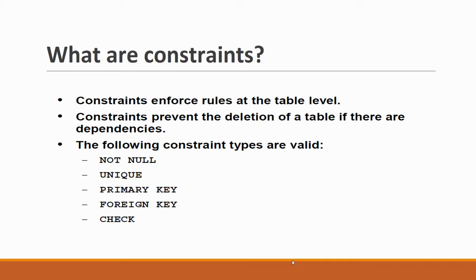You can use constraints to do the following. Enforce rules on the data in a table whenever a row is inserted, updated, or deleted from that table. The constraint must be satisfied for the operation to succeed. You can also use it to prevent the deletion of a table if there are dependencies from other tables.